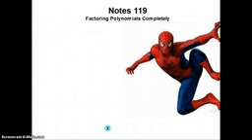Hello and welcome. Today we're going to be discussing the process of factoring polynomials completely. Previously we've discussed different methods of factoring polynomials: factoring by grouping, factoring trinomials by the diamond method, and factoring differences of squares. Now we're going to start putting those methods together to factor polynomials completely.